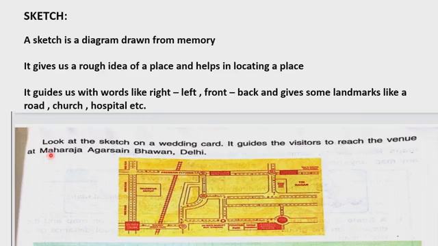See, children, look at the sketch on a wedding card. It guides the visitors to reach the venue at Maharaja Agarsen Bhavan, Delhi. It is located here, children. So, they give one sketch. Like this, like this, we have to go and reach this destination.